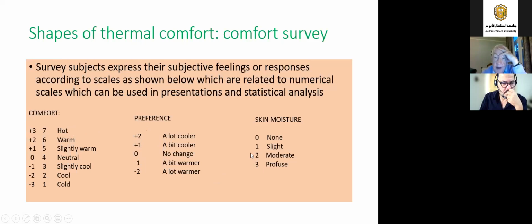And another one which I'm going to use later on is skin moisture. Whether they have no skin moisture, slight skin moisture, moderate, or profuse. So those are things that tell you something about the physiological state of the person, whether they're having to sweat.